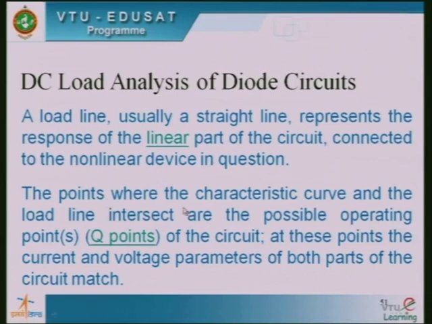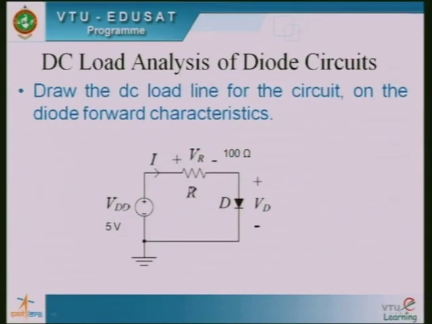The points where the characteristic curve and the load line intersect are the possible operating points. This operating point is also called the Q point. What is the Q point? Q stands for quiescent point. Quiescent means silent, that is, it represents the absence of AC voltage. It only represents the DC conditions existing in the diode circuit. So corresponding to the Q point, the conditions that exist, VD and ID, are the DC conditions existing in the diode circuit.